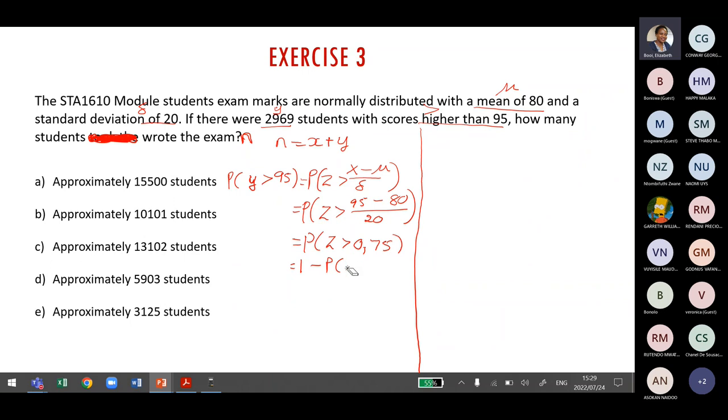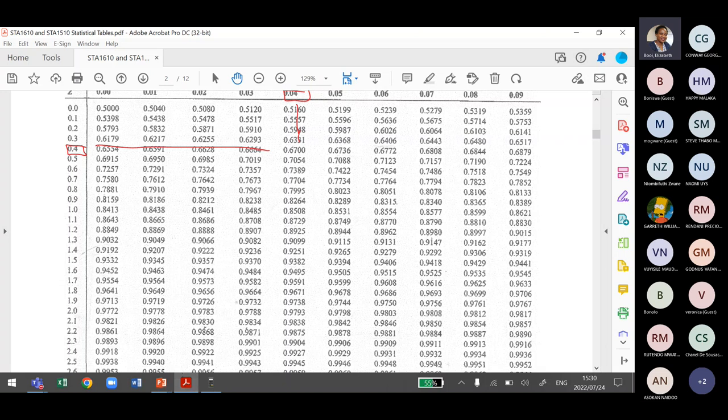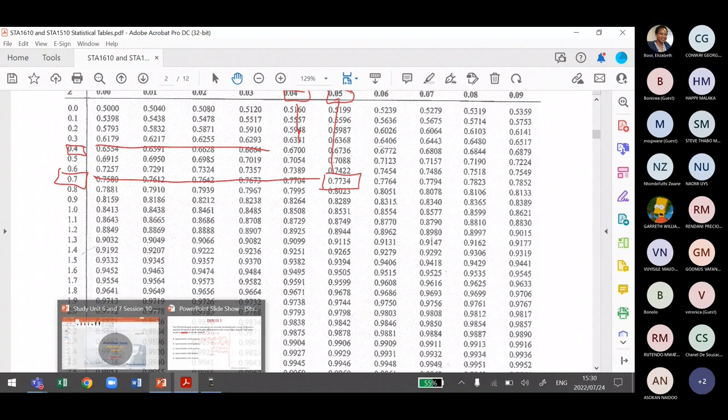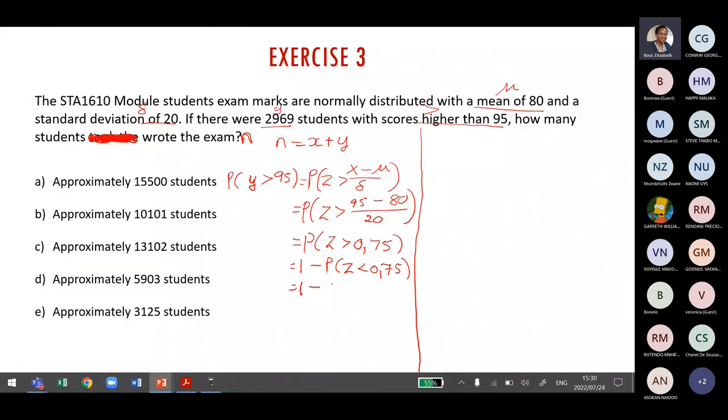So let's go and find the value on the table. We're going to find 1 minus the probability of Z less than 0.75. So 1 minus, go to the table. On the positive side of the table, we're looking for 0.75. May they both meet. And that is the value, which is 0.7734. So we're going to say 1 minus 0.7734. And what is the answer?